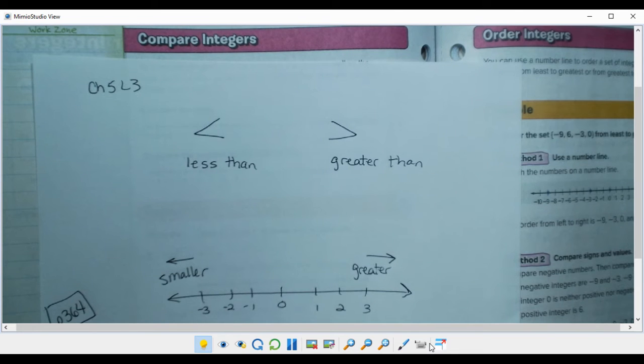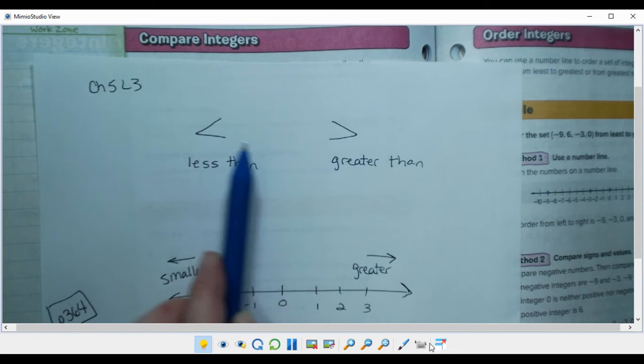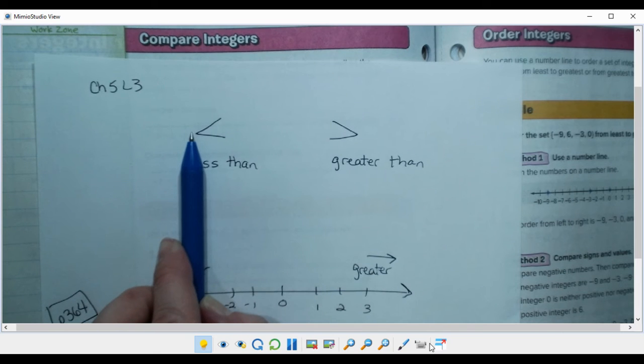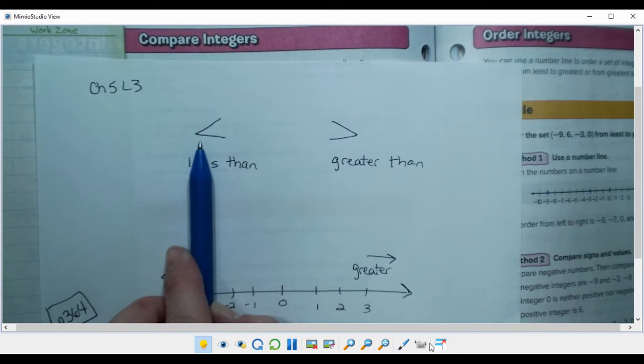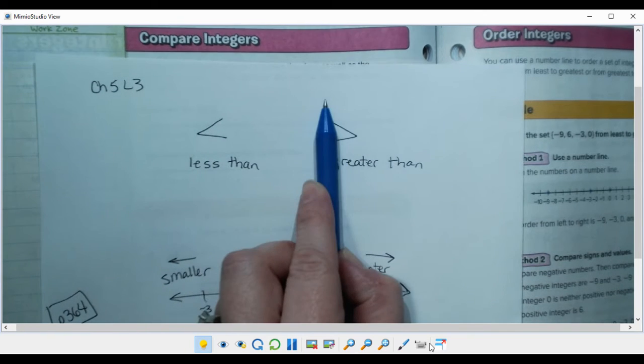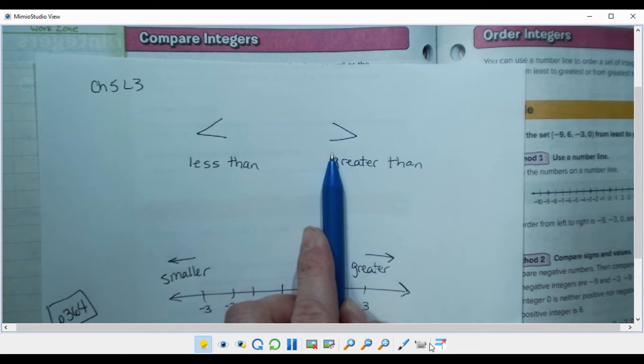So here's my hint: read the symbol like you read a word. In English, we read words from left to right. So I'm going to do the same thing for the symbol. And the first part of the symbol that I see is what I'm going to say. So in this case, the first part that I see is the point. This symbol would be read less than. For this case, the first part that I see is the open part, so this symbol would be read greater than. All right, it's just my little hint for you. Whatever you see first is what you're going to say.